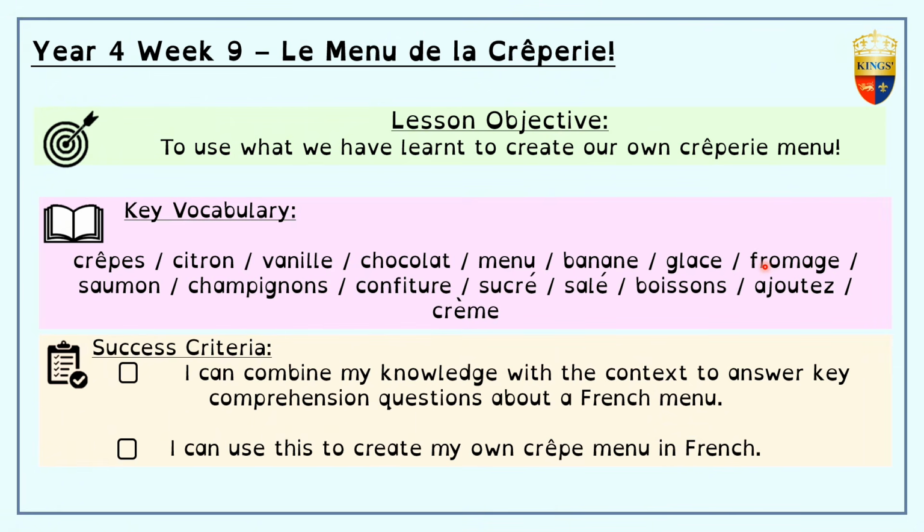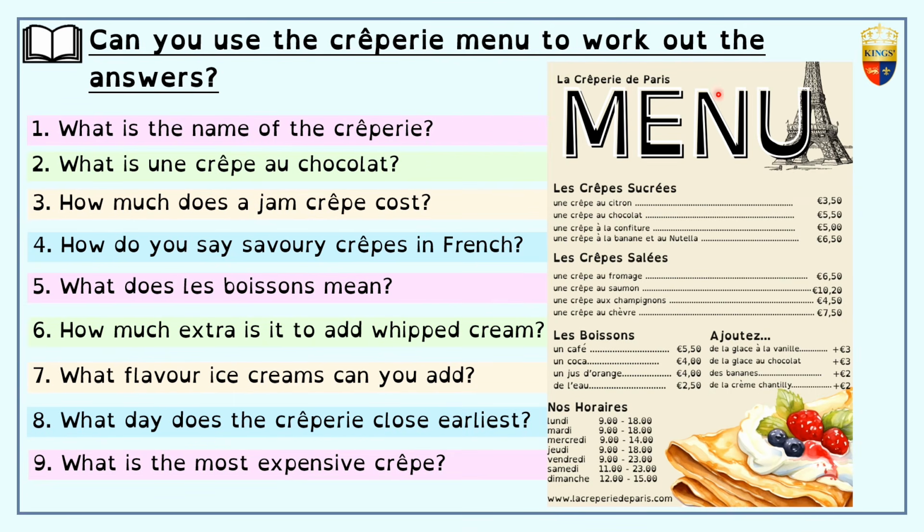Before I give you your instructions on making your crepe menu, there's one little activity that I want you to do, okay? I'm going to show you in a minute my crepe menu that I spent ages designing on this design app called Canva. I have 9 questions that I want you guys to try and answer about my menu. If I put it on the screen now, you'll see on the right here, this is the menu that I designed. Your first question is, what is the name of the crêperie? You need to look at the menu, figure out what the name is, and write it in, okay?